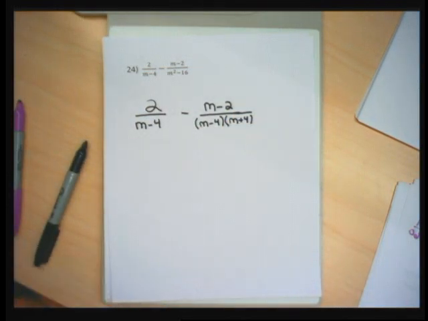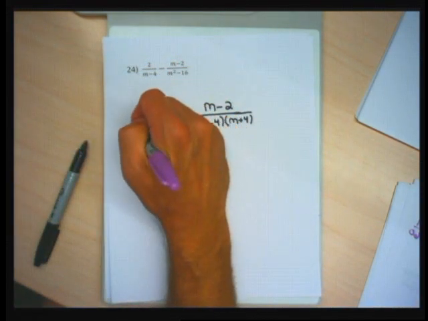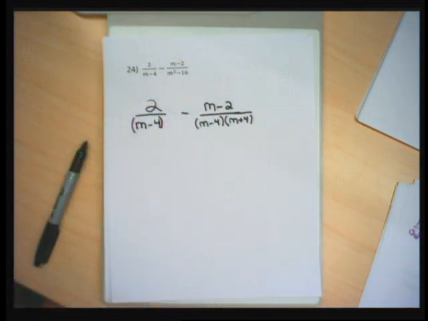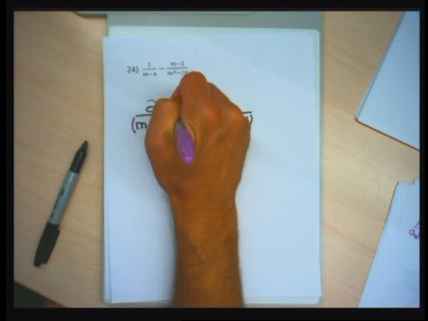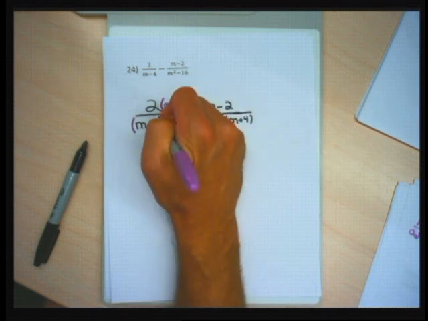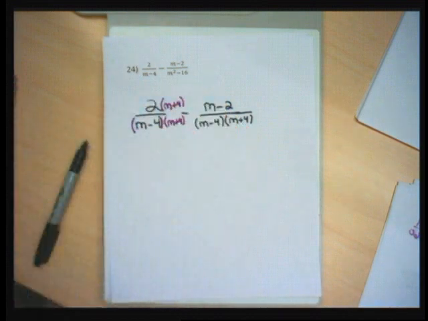After I factor the right denominator, I notice both denominators have an m minus 4. The right denominator doesn't have an m plus 4. I'm going to put the m minus 4 in a parentheses. It just looks nice when I do this next step. I'm going to give the left fraction the m plus 4 that it's missing. Now my denominators are the same.